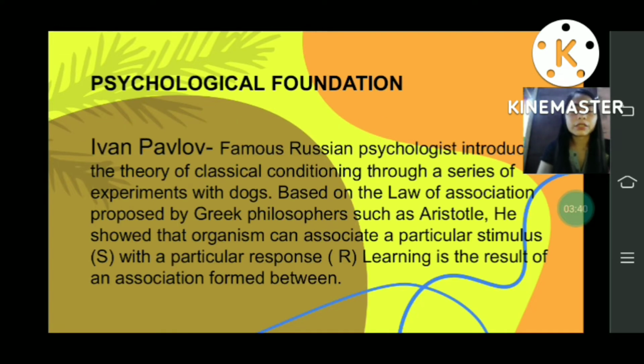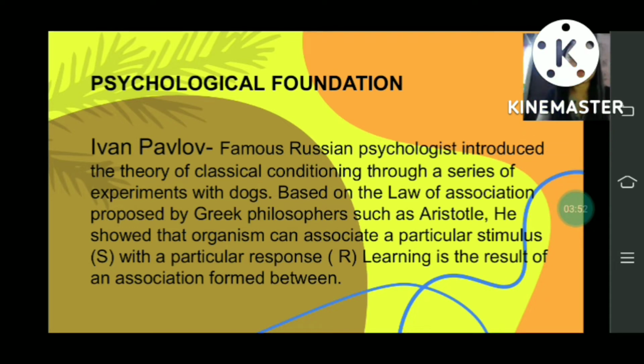And next, the psychological foundation of the teacher and school curriculum. First, Ivan Pavlov. He is the famous Russian psychologist who introduced the theory of classical conditioning through a series of experiments with dogs. Based on the law of association proposed by Greek philosophers such as Aristotle, he showed that an organism can associate a particular stimulus with a particular response. Learning is the result of an association formed between them.